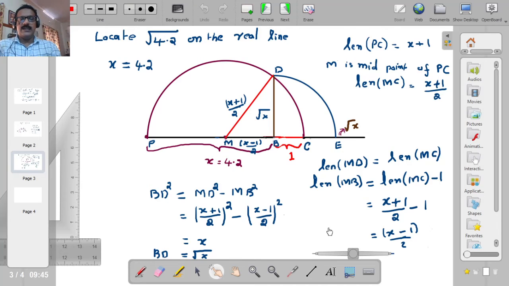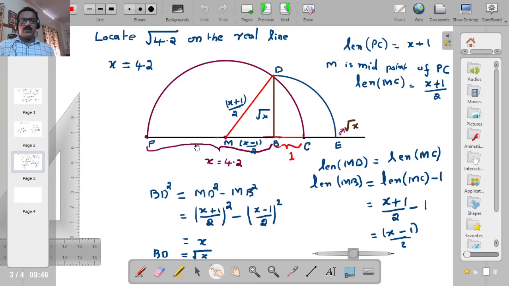Today we will be continuing with module 1.5. What we are going to study today is, given a real number x, how can we represent or locate square root of x on the number line? That is, if a given real number x can be located on the number line, then square root of x can also be located on the number line. This is what we are going to prove today, and the procedure for doing the same.